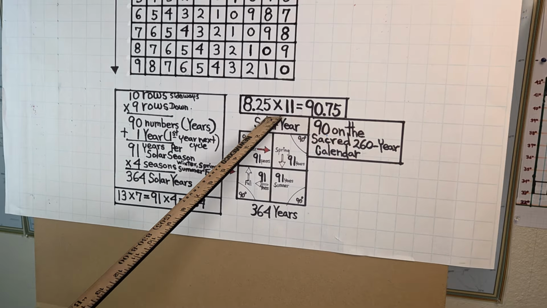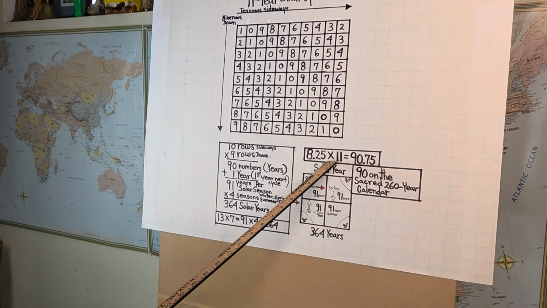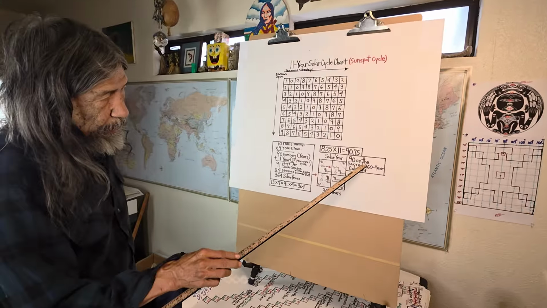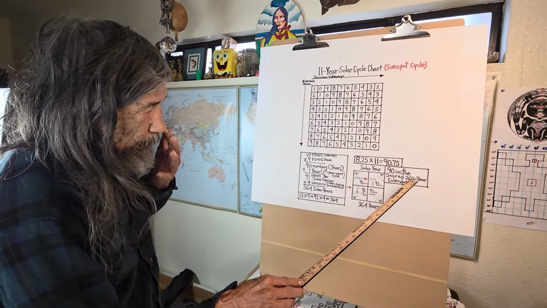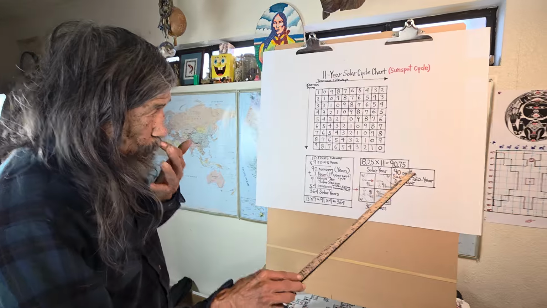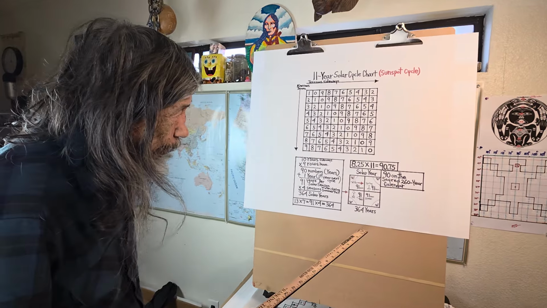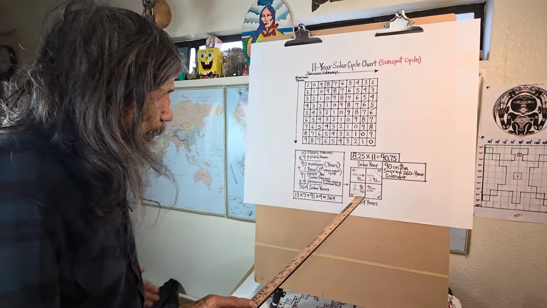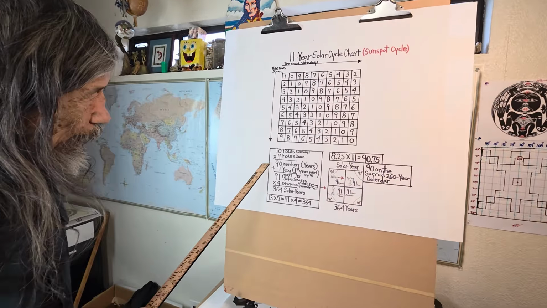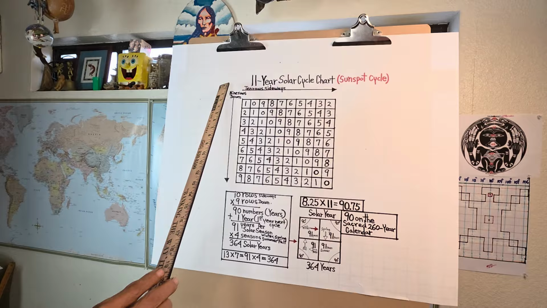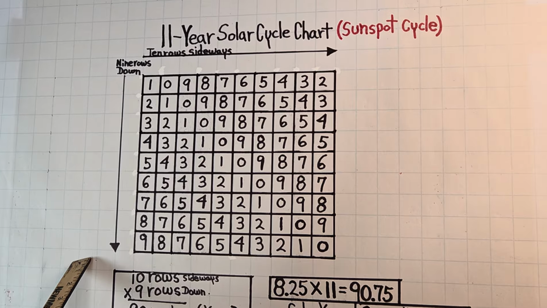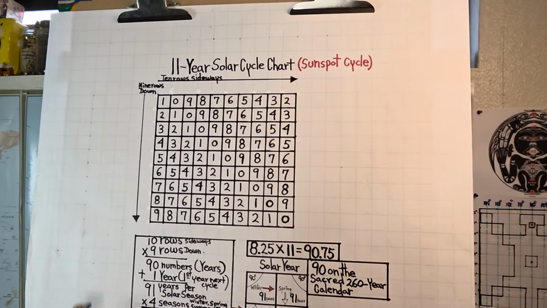This is the mathematical numbers I used to come up with it. But 90 is used on the sacred 260-day calendar. So if you use 90 on the 260-day calendar, you'll be able to calculate what I'm showing here. But that's a whole other subject. So I just wanted to show you the outline that there's 10 rows going that way, 9 rows going that way, and I'm going to explain why.